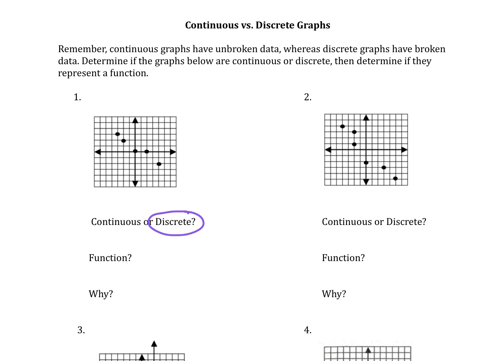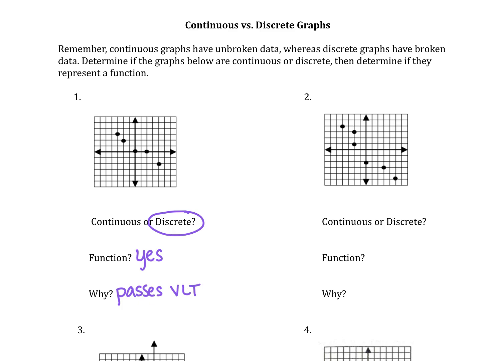Remember, we're looking to see, are any points aligned vertically? And you can see on this particular graph, none of the points align vertically. So yes, it is a function because it passes the vertical line test. And I'm going to put VLT for short.